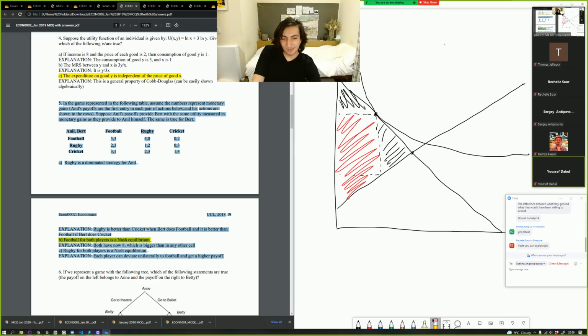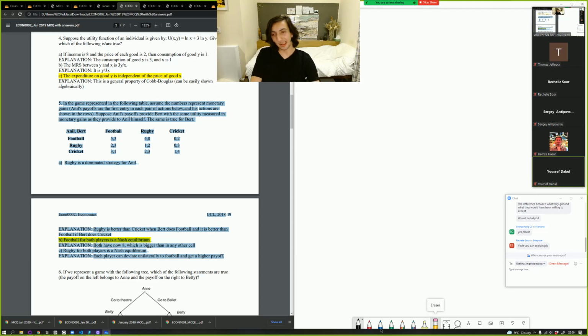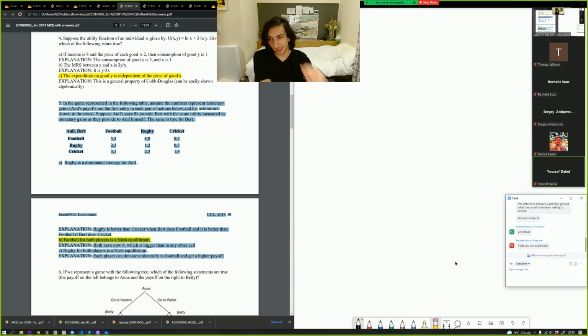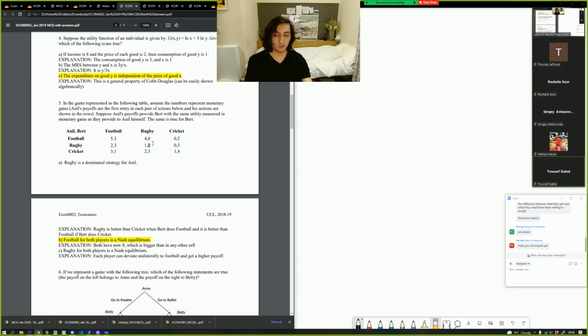Okay, so I'm happy to explain Nash Equilibrium and game theory, because game theory is actually one of my favorite things. I really, really like game theory. It's my thing. It's cool. So, let's examine the first question. Rugby is a dominated strategy. So a dominated strategy essentially says that if you play this strategy, you will always end off better than other strategies. So let's think about that for Anil.